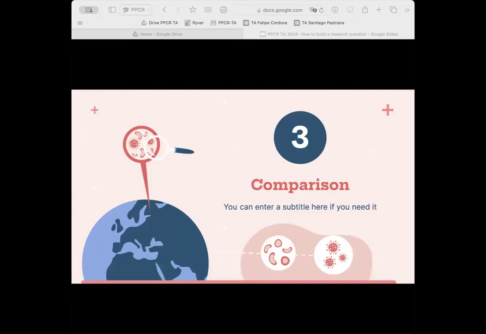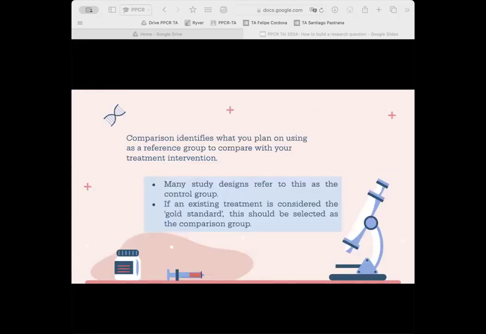Then the comparison. Here, you will learn that this is the group you are comparing against. So, for example, it's what you want to compare against. In the case of an intervention, you want to compare against placebo or the current treatment, the gold standard. So you will learn that this is the control group, for example.